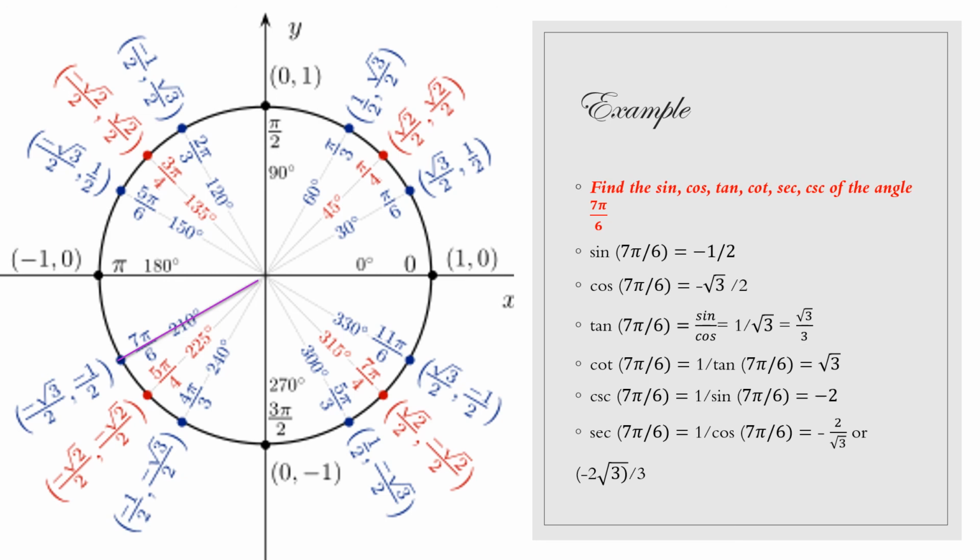The cosecant is the reciprocal of the sine, so that's going to be the reciprocal of negative half, which is negative 2. And the secant is going to be the reciprocal of the cosine, which is the reciprocal of this quantity here, negative 2 over square root of 3. That is why these are called the reciprocal identities.